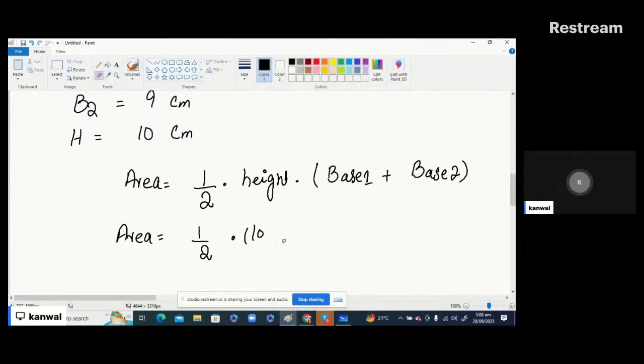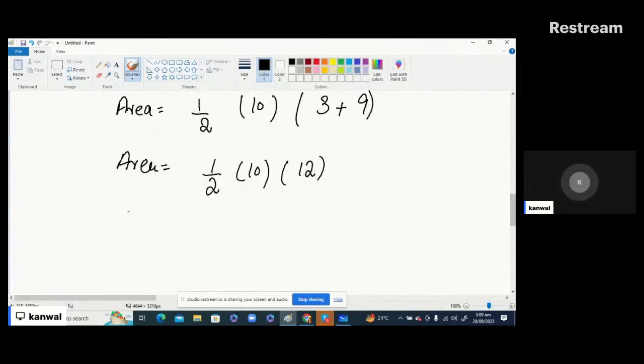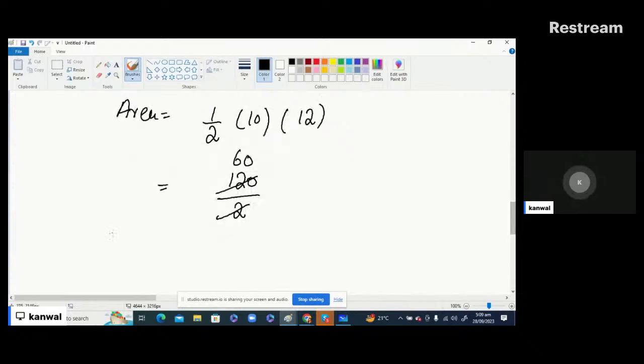Okay, yeah, base 1 is 3 centimeter, base 2 is 9 centimeter. So your area, which is equals to half 10, 9 plus 3 is 12. So 12 times 10 is 120 over 2, divided 2 times 6 is 12 and 0. So your area, that is equals to 60 squares centimeter.